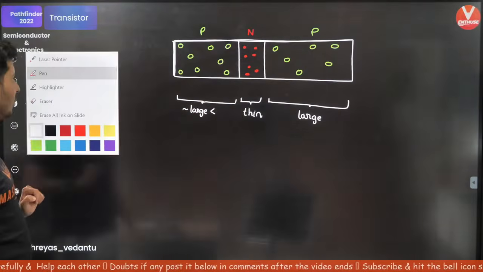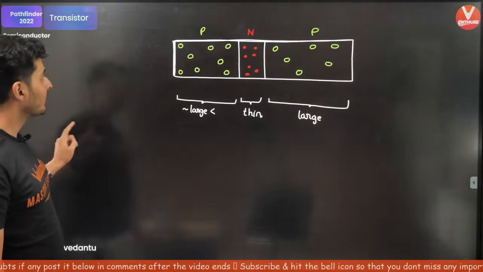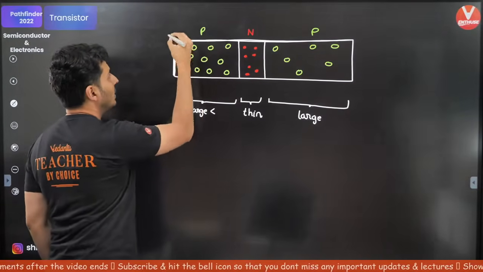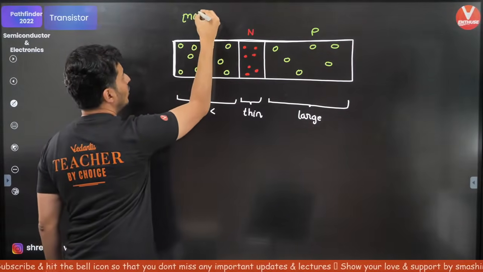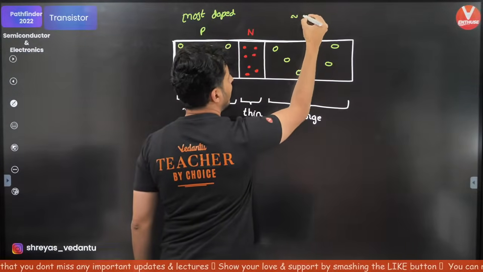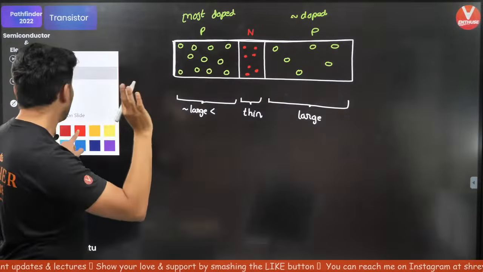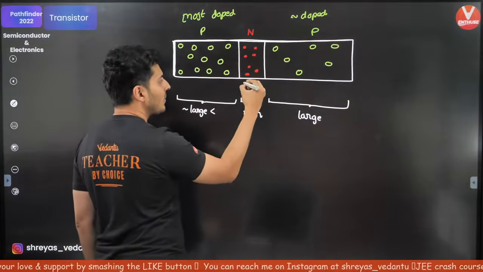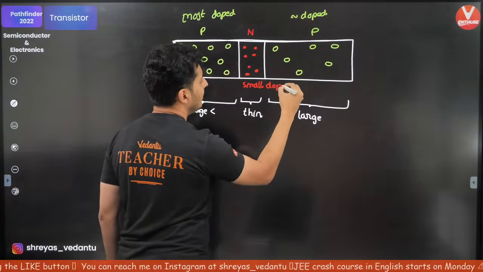Now, the amount of doping is also very important. This one, you dope by a lot of amount. So there is a lot of doping over here, the most doped. This is moderately doped. And this middle part, you add that impurity by a small amount. So small doping over here.